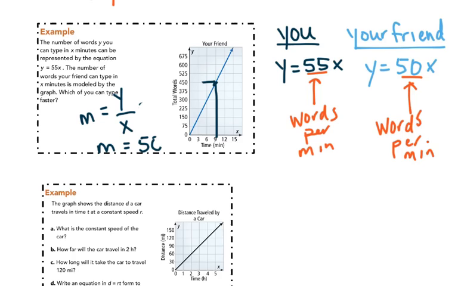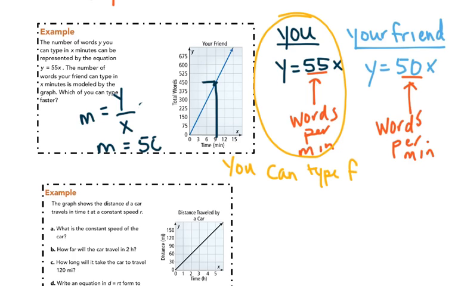So which of you can type faster? You can. This is a faster rate. So you can type faster than your friend.